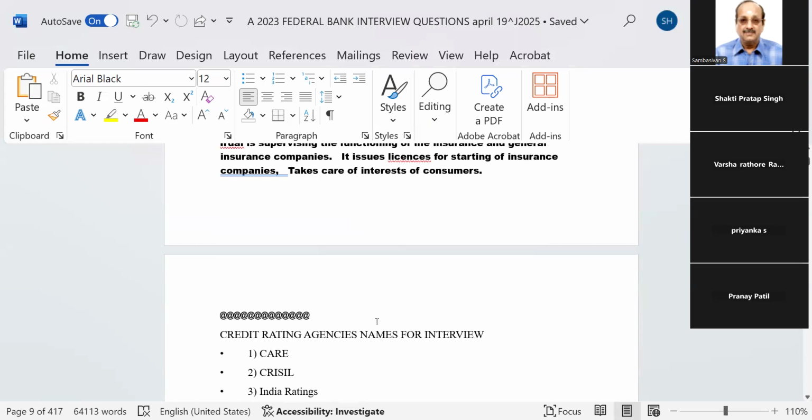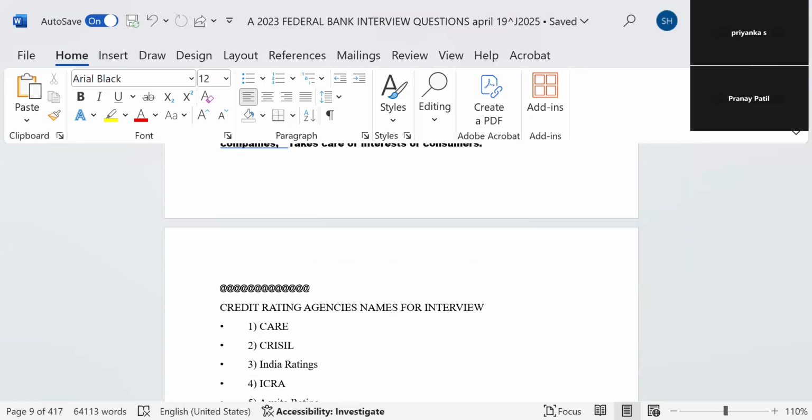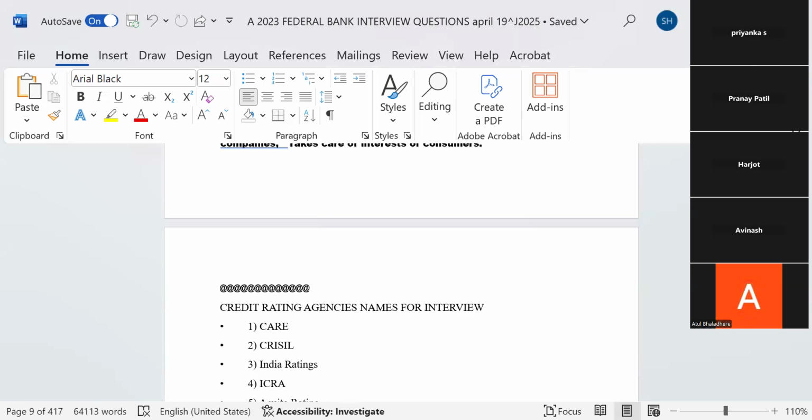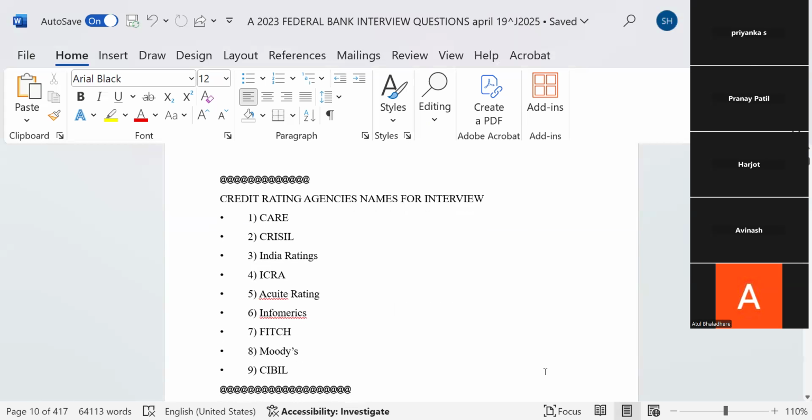Next, who can read now? Next, Priyanka, can you read? Or Pranay Patil, can you read? Avinash, can you read? Or Atul, can you read? Credit rating agencies.